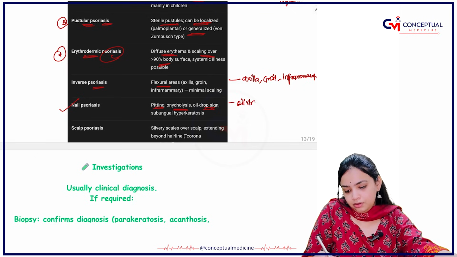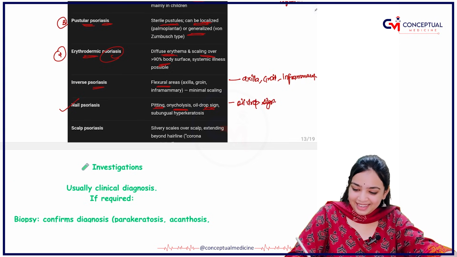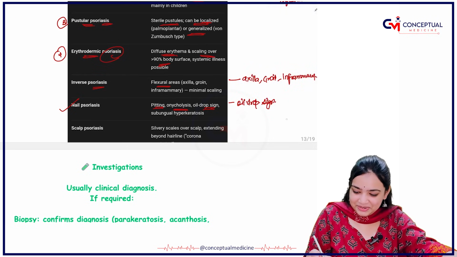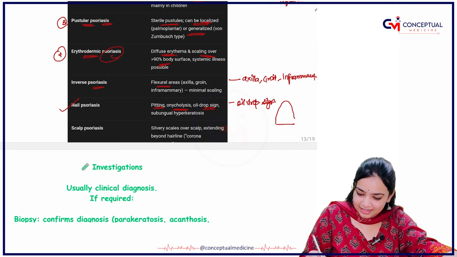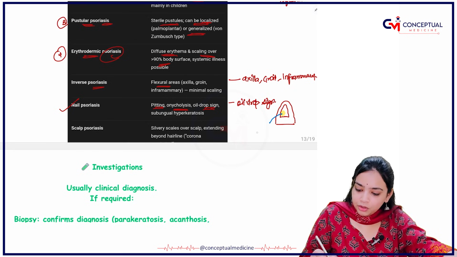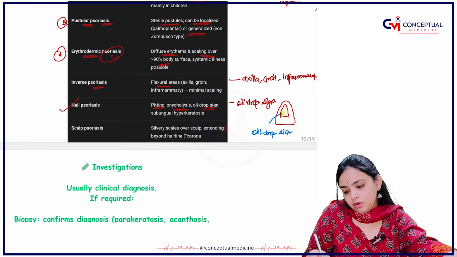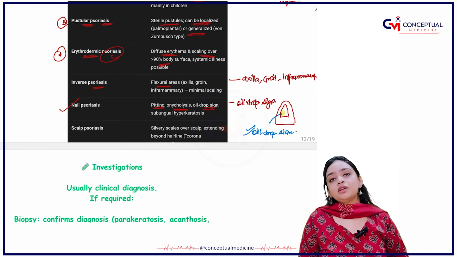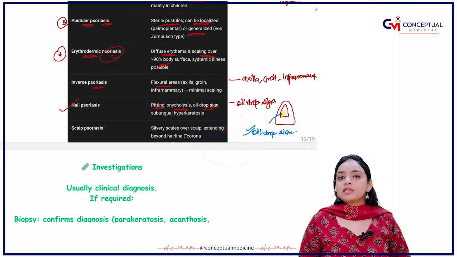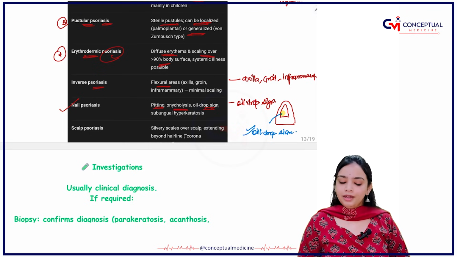Oil drop sign. I don't have the nails that I can show you, but I can draw it for you. Okay, so this is your big nail. Over here there will be a small oil droplet like lesion. So it is called an oil drop sign, and oil drop sign is important for you to know that it is a case of psoriasis that you are dealing with.